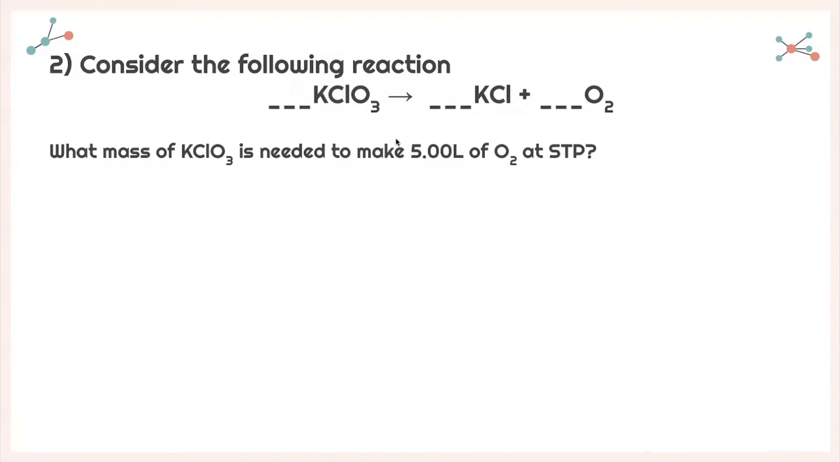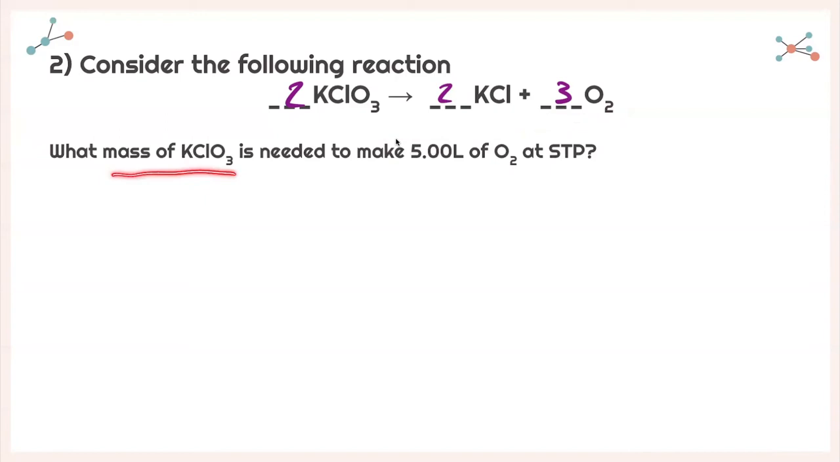Next up, it says, consider the following reaction. We have potassium chlorate decomposing into potassium chloride and oxygen gas. What mass of potassium chlorate is needed to make 5.00 liters of oxygen gas at standard temperature and pressure? Again, looking at my chemical reaction, there aren't any coefficients, so I'm going to balance it first. So you can double check your coefficients with mine. I get 2 potassium chlorate decomposes into 2 potassium chloride and 3 oxygen gas molecules. We want to know what mass of potassium chlorate, but we're given an initial volume.